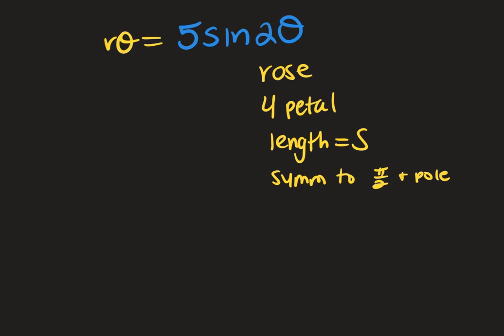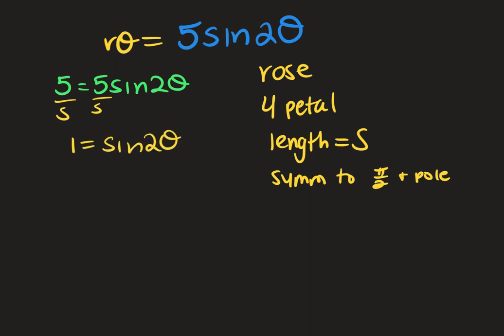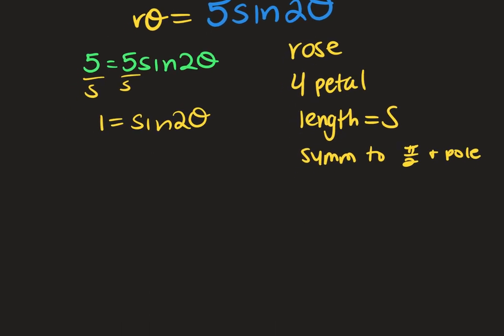To do that, I'm going to make r my petal length. So I'm going to say 5 equals 5 sine 2 theta. And then I'm going to solve. So I'm going to divide both sides by 5. I'm going to find where one of my petals is, then we can guesstimate the rest. Where is sine 1? Pi over 2. So pi over 2 would equal 2 theta. Divide by 2, multiply by 1/2, and theta equals pi over 4.